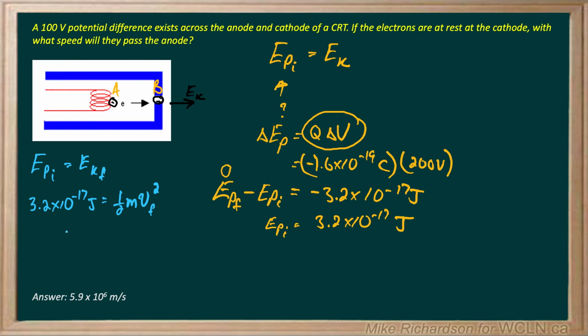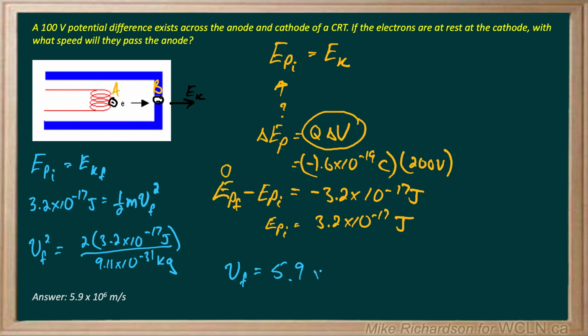So if we multiply both sides by 2 and then divide by the mass of an electron, I get V final squared is 2 times 3.2 times 10 to the negative 17, all over the mass of an electron, 9.11 times 10 to the negative 31st. And then when I take a square root of both sides, I get my final velocity of 5.9 times 10 to the 6th meters per second.